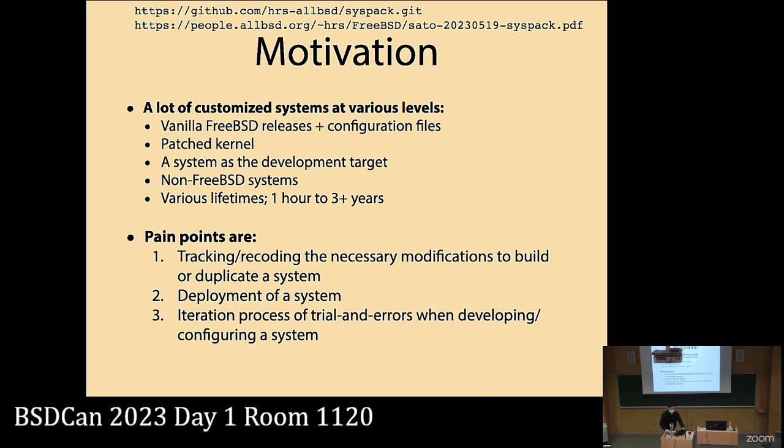So I have needed to set up a lot of customized systems at various levels. Some servers require the vanilla FreeBSD release and the configuration files kept for the last 3+ years or 5+ years for SSL services and infrastructure, or some systems require a heavily patched version that cannot be upstreamed into the project, or the system itself is used as a development target. So it is highly possible to break something during the iteration of the development.